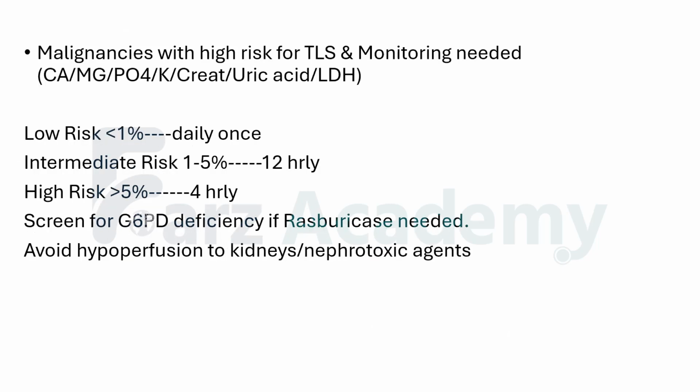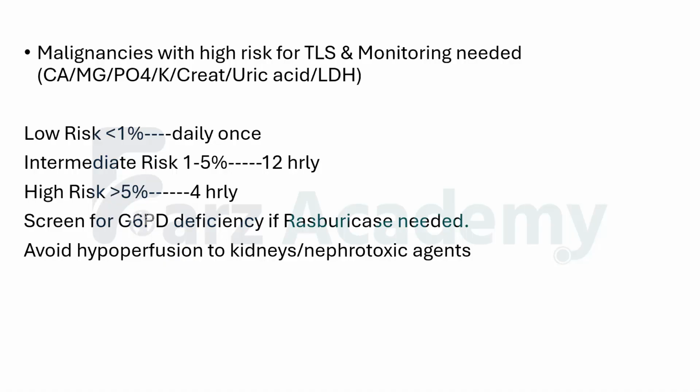For malignancies with a high risk of TLS, you need to monitor calcium, magnesium, phosphate, potassium, creatinine, uric acid, and LDH. When it is a low risk tumor, you can do all these labs once daily, but for intermediate risk at least twice daily, and for high risk, like in our case, you have to do it every 4 hourly.